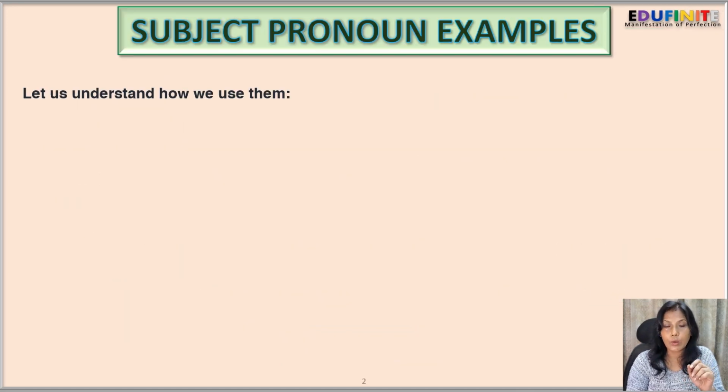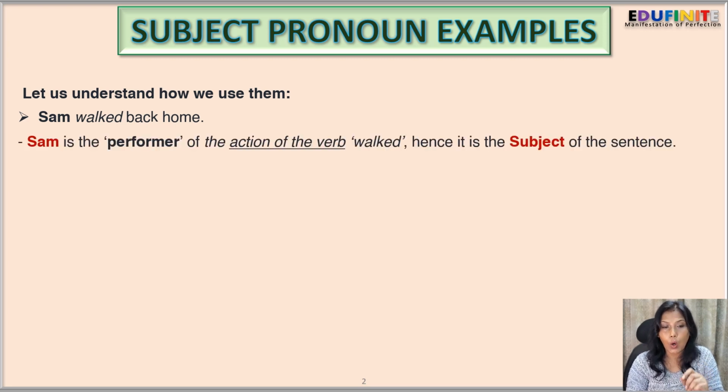Now, let's look into some examples and understand how to use them. Sam walked back home. Over here, Sam is the performer of the action of the verb walked. Hence, it is the subject of the sentence. Who walked back home? Sam. So, Sam is the performer of the action walked. So, Sam is the subject of the sentence.